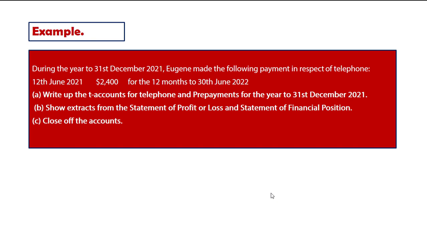So the requirement is what? Write up the T account for telephone and prepayment for the year to 31st December 2021. Show extract from the statement of profit or loss and statement of financial position, and close off the account. Let's look at the solution.